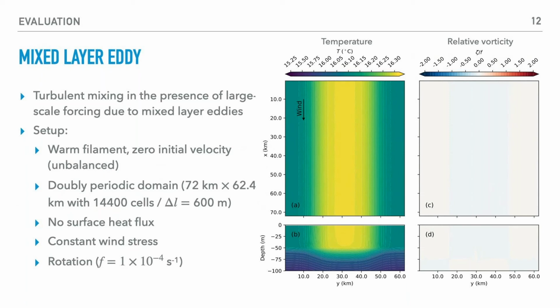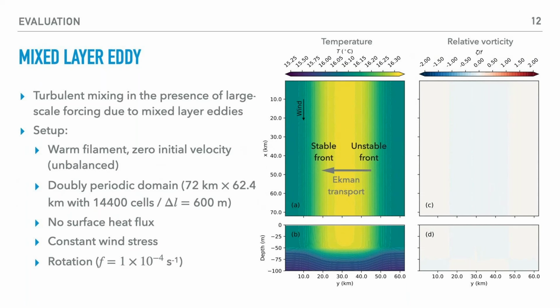Because there's wind and rotation, we expect there's an Ekman transport. So you expect this warm filament to move to the left. And then you will get a stable front where you have warm water moving over cold water, and on the other side you have an unstable front where you have cold water moving on top of the warm water.